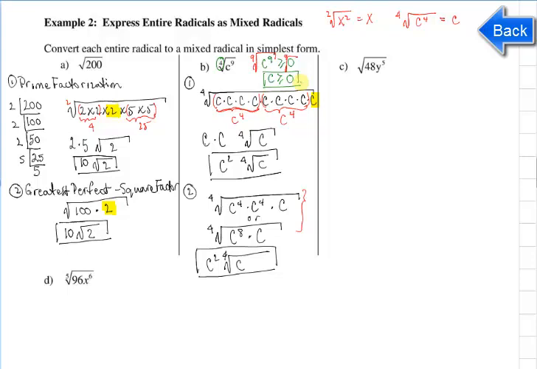Okay, so for our next example, I am going to use the greatest perfect square factor method. I know that the largest perfect square that's going to fit into 48 is 16, and it fits into 48 3 times, so 16 times 3 will give me 48.